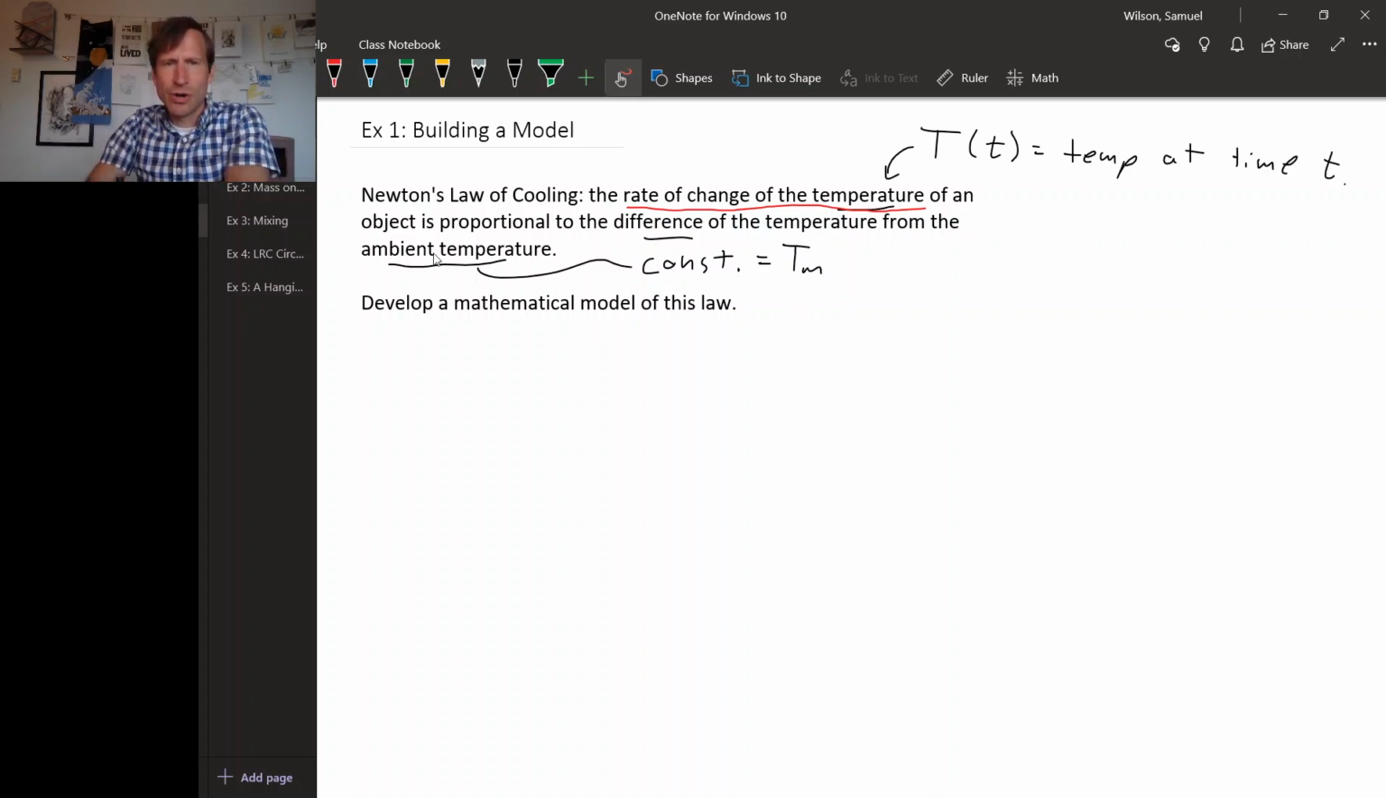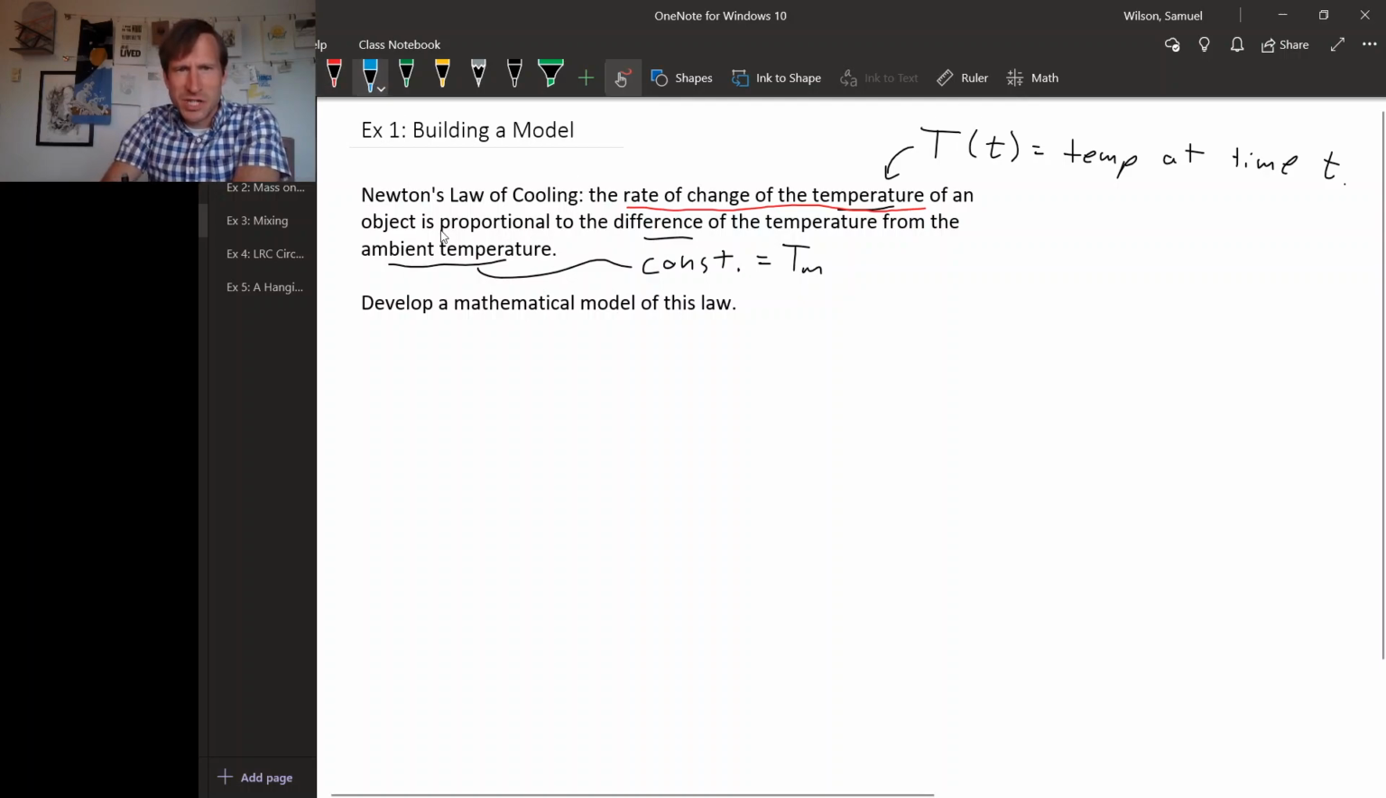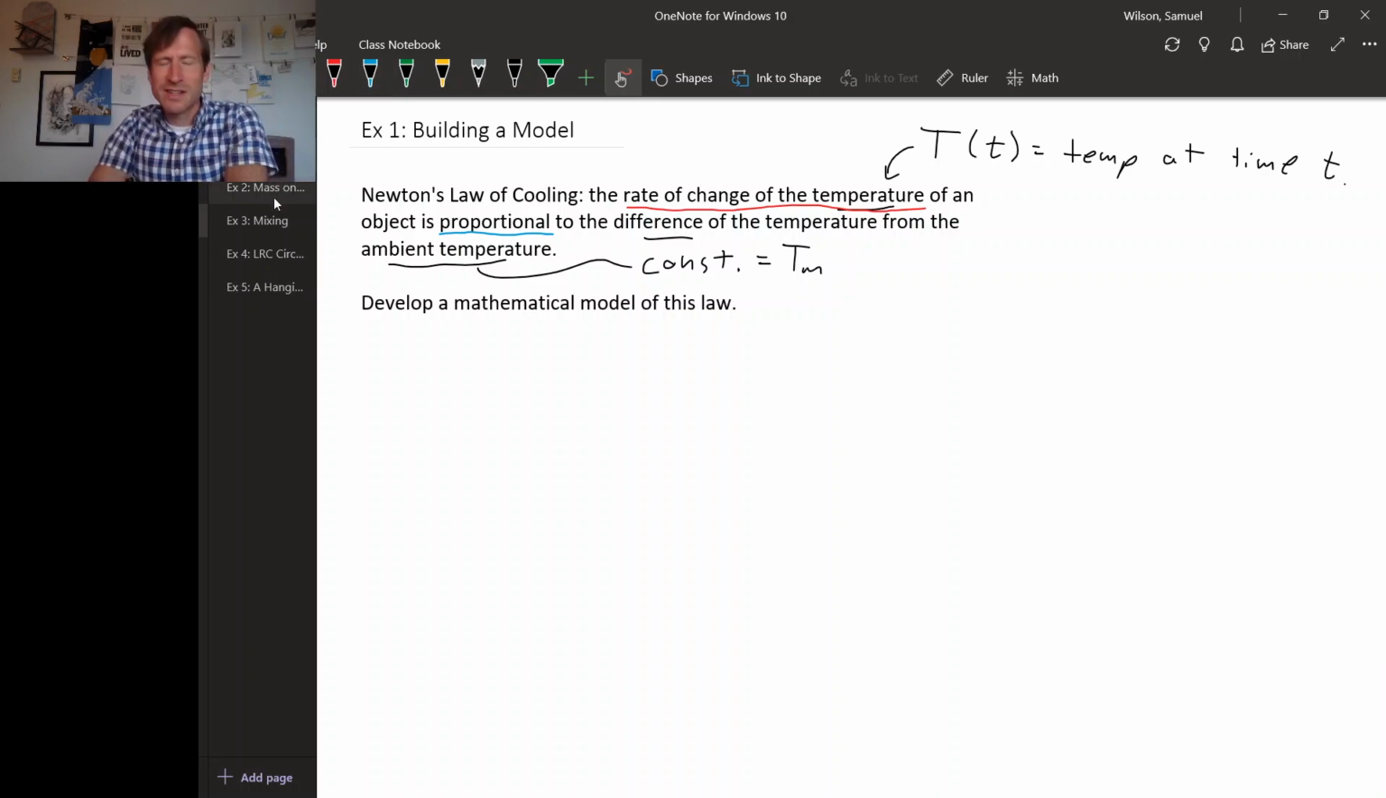Okay, so another key word in this situation is right here, proportional. That's just a term of art that tells you that one thing is a constant multiple of another thing. So when we say that the rate of change of temperature is proportional to this difference, that means it's a constant multiple of the difference of temperatures. So with all of this in mind, we can just write down an equation that basically translates this entire thing, Newton's law of cooling, into an equation.